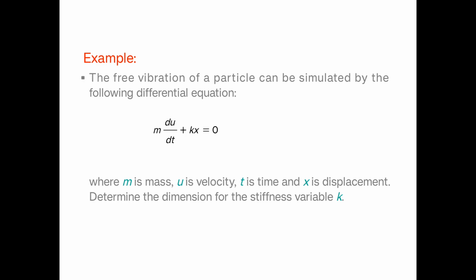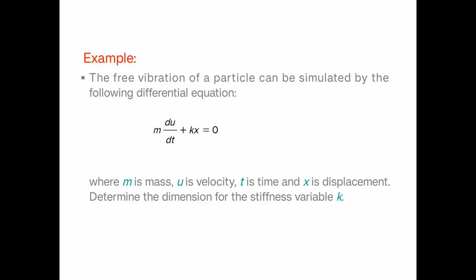Got it? So where m is the mass, u is the velocity, t is the time, and x is the displacement. Which means this is an equation which represents the force balance along with the dashpot and the spring over the mass of the moving object. Because the first term will also account for the mass of the moving object.